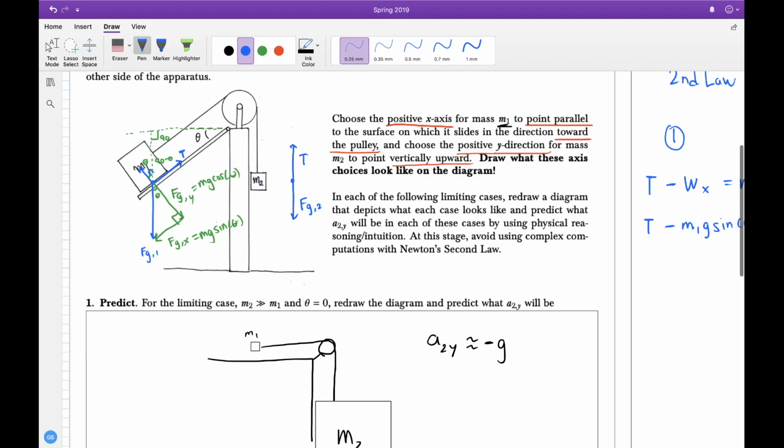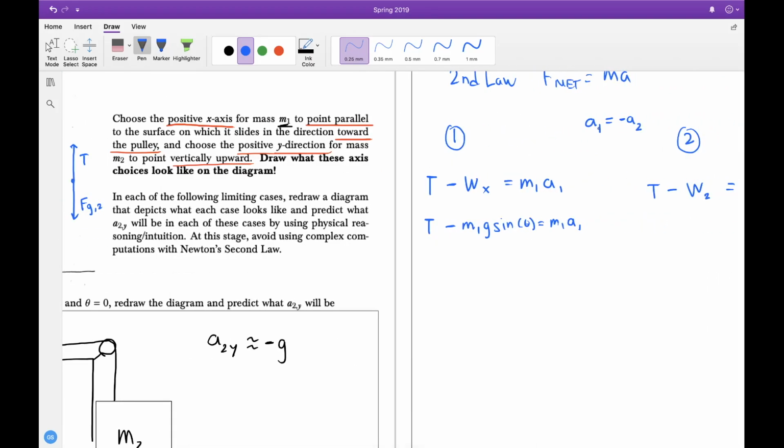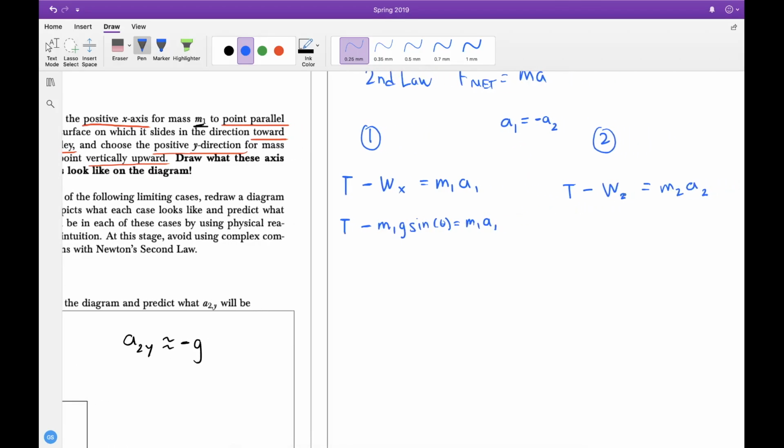Except in this particular case, if M2 is going down, M1 is going in the positive direction. So as this is going negative, that's going positive, which is why I wrote that A1 is equal to negative A2. Okay, so now we have these two equations. I'm just going to rewrite this one again without that weight component. T minus M2G is equal to M2A2. Okay, and now for this part, if we substitute for A1 negative A2, here's what we get. T minus M1G sine of theta is equal to negative M1A2.